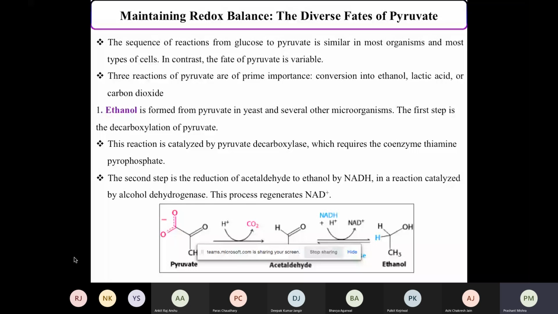There are three reactions of pyruvate which are of importance. One is conversion of pyruvate into ethanol. Number two, conversion of pyruvate into lactic acid. And number three, conversion of pyruvate into carbon dioxide. The first two, conversion to ethanol and to lactic acid, are both anaerobic processes, which do not require molecular oxygen. Whereas the last reaction, where carbon dioxide is formed, requires oxygen.